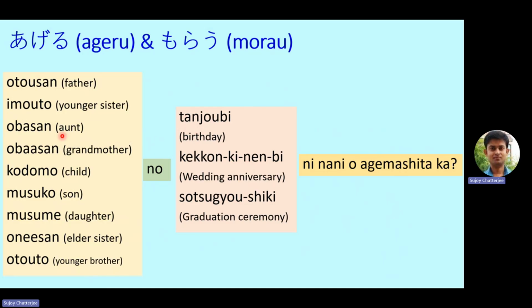Similarly, you can say Obasan no kekkon kinenbi ni nani o agemashita ka? What did you give to your aunt on her wedding anniversary? So Obasan no kekkon kinenbi means Obasan's wedding anniversary, and nani o agemashita ka means what did you give. Similarly, you can use combinations of any of these with these, and you can form sentences, questions, and you can give answers also. So this is about what did you give or what did you purchase.